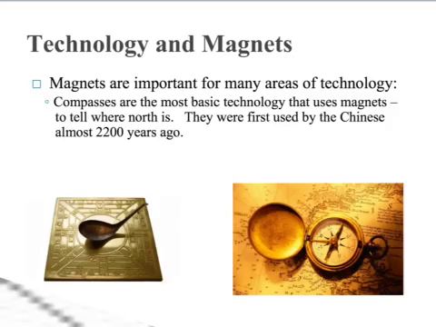Magnets are important for a lot of areas of technology, and this is why we study them. Compasses were the very first technology to use magnets. This is also the most basic technology, and it was just to tell where north is. They were first used by the Chinese almost 2,200 years ago.